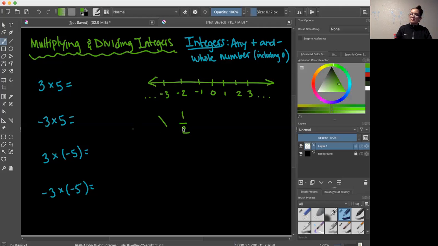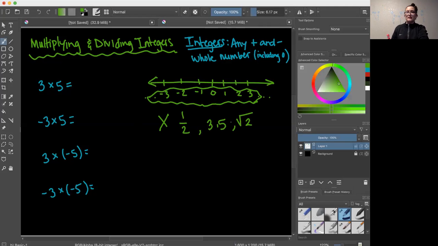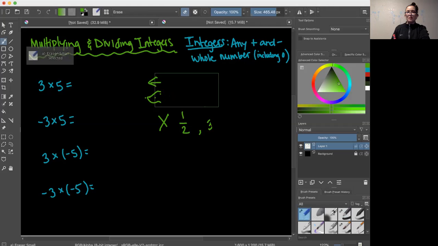Hopefully that message didn't pop up on the screen, but all right, so we said in the last video that what was not an integer was a fraction. Decimals are not integers. Square roots are not integers. So yeah, integers are solely whole numbers. Okay, so I'm going to go ahead and erase this and we will get to our practice problem.